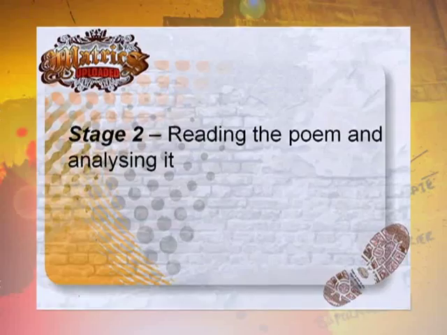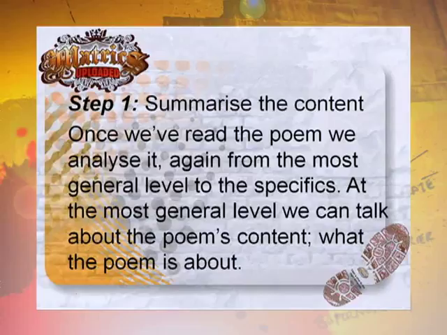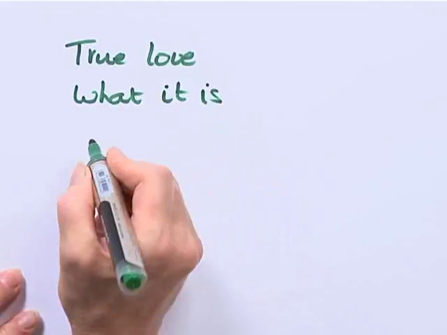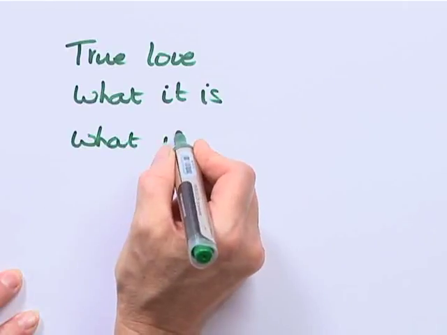Stage 2 is reading the poem and analyzing it. We've had a look at the poem. We're going to start by summarizing the content. Once we've read the poem, we analyze it again from the most general level to the specifics. At the most general level, we can talk about the poem's content or what the poem is about. In this poem, the speaker defines true love. This is what the poem is about. He tells us what true love is, and he tells us what it is not.